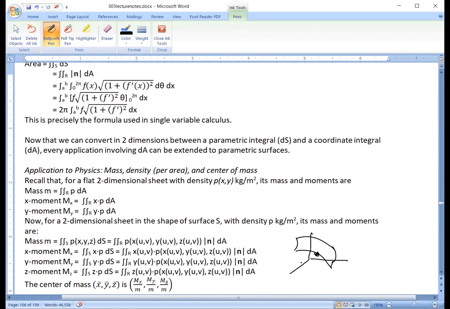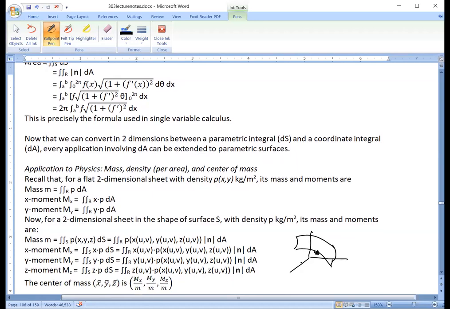And then, of course, the center of mass is the usual thing. The x coordinate is x moment divided by the mass, comma, y moment divided by the mass, comma, z moment divided by the mass. So let's take a look at how a problem works.